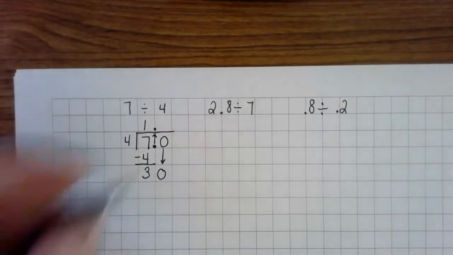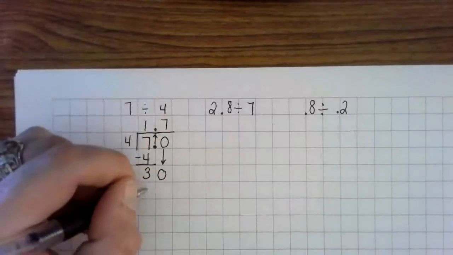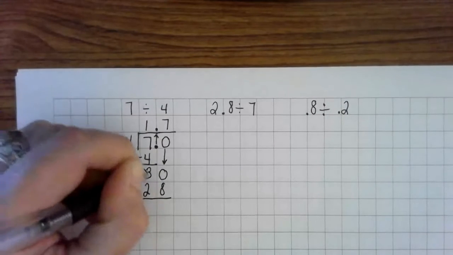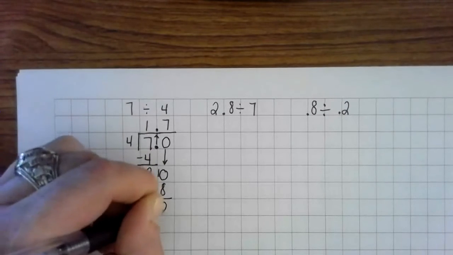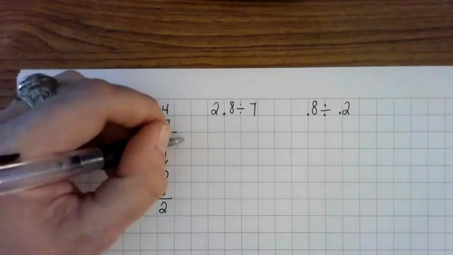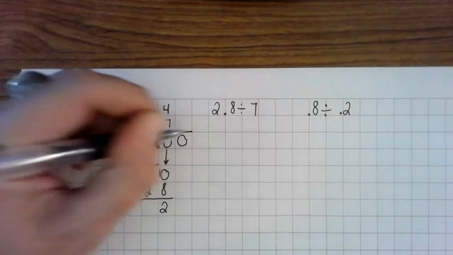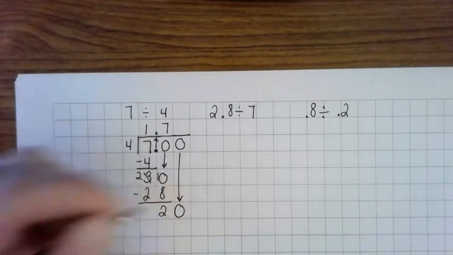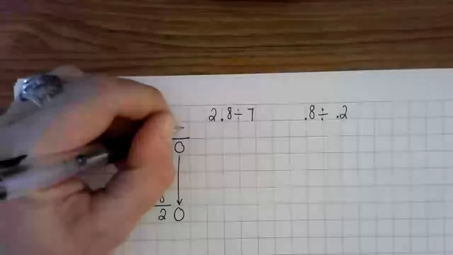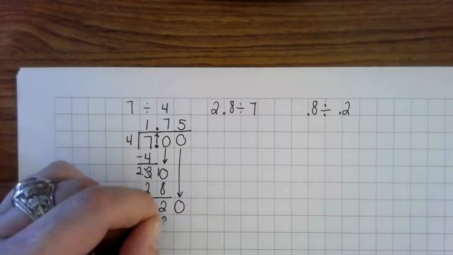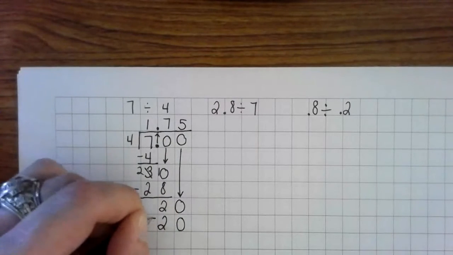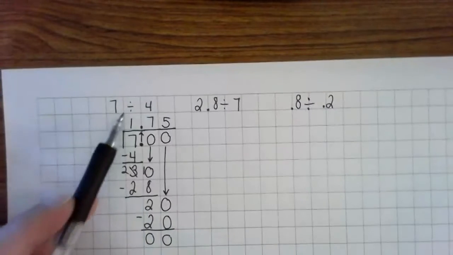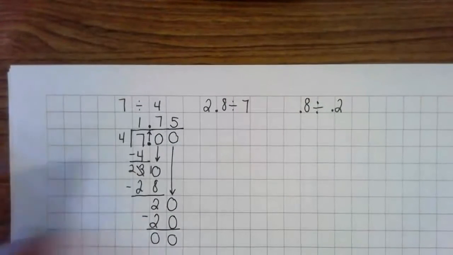4 can go into 30 7 times. 4 times 7 is 28. I still have a number left over, so I'll add another 0. 4 can go into 20 5 times. 7 divided by 4 is 1 and 75 hundredths.